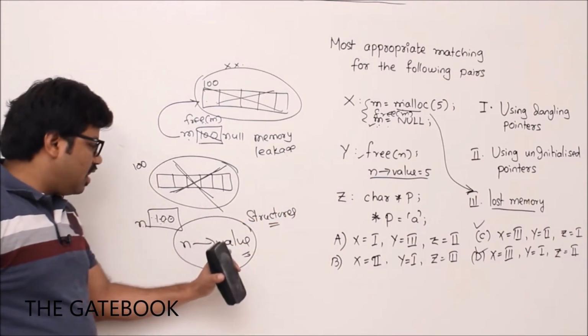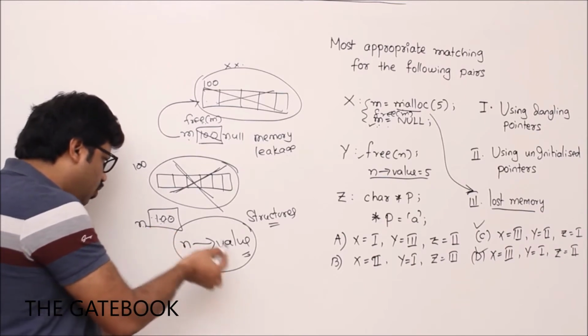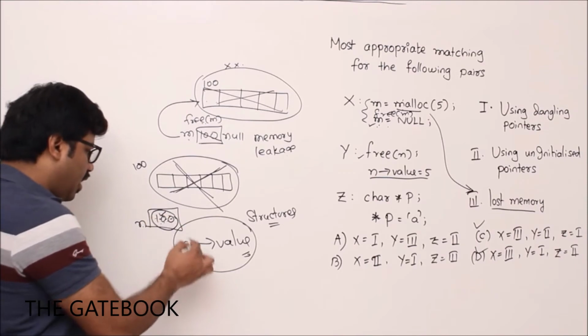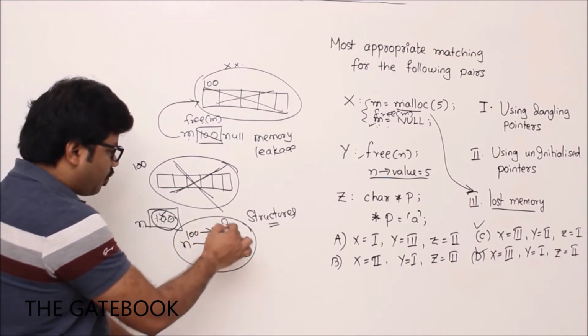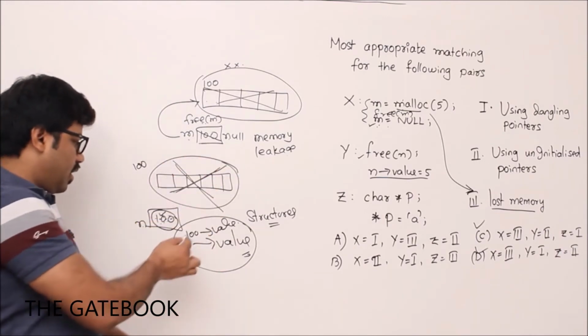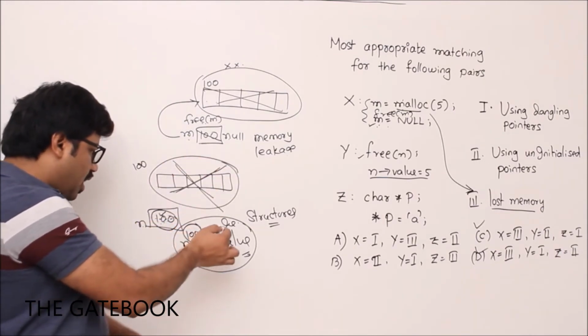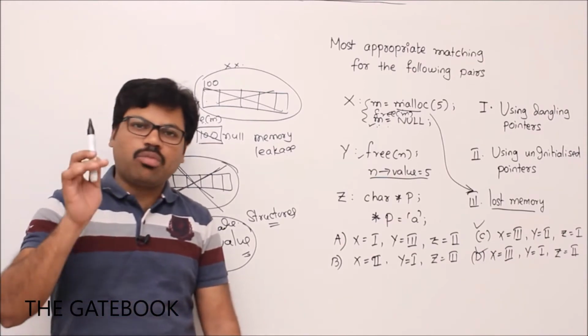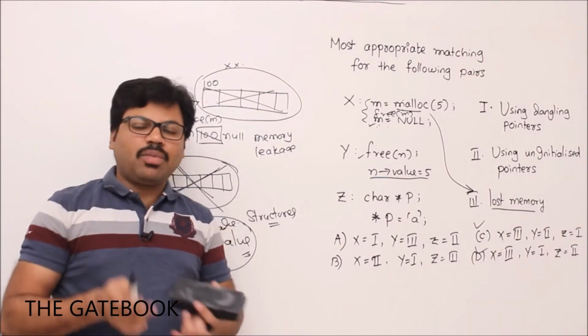So n cap value is nothing but referring to the value at some 100. That means we are using 100 again and we are going to 100 cap value. Value is some field of that memory. Actually it's not about value but it's about 100. Referring to 100 again is definitely a problem. What is that problem? Dangling pointer problem.